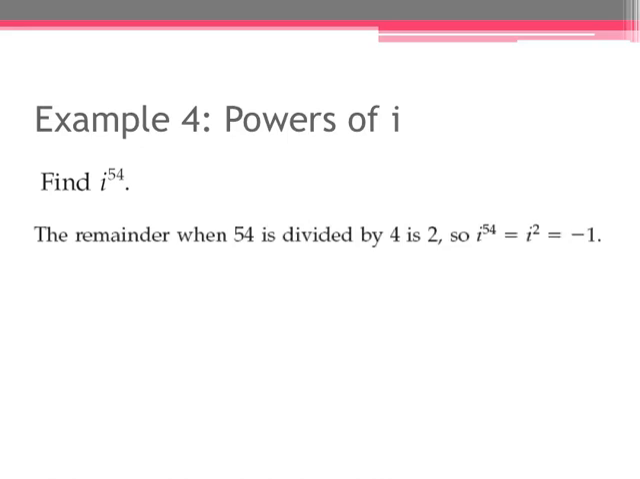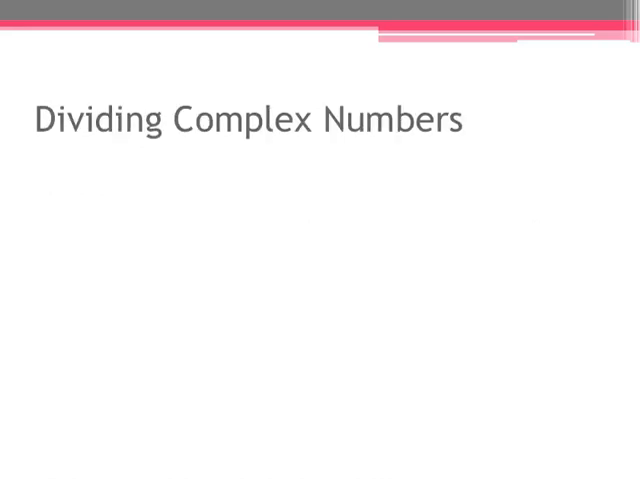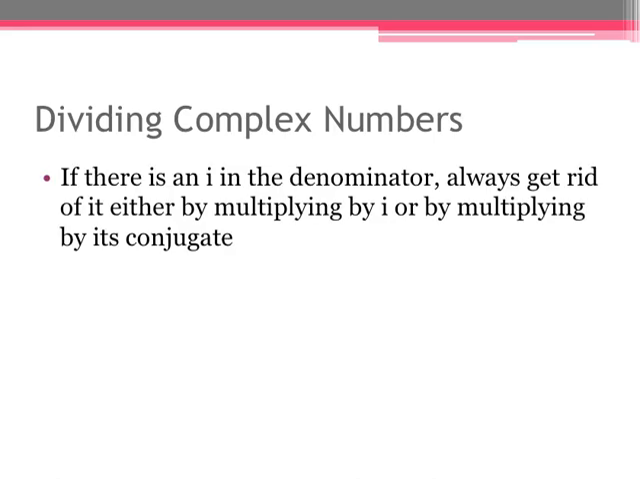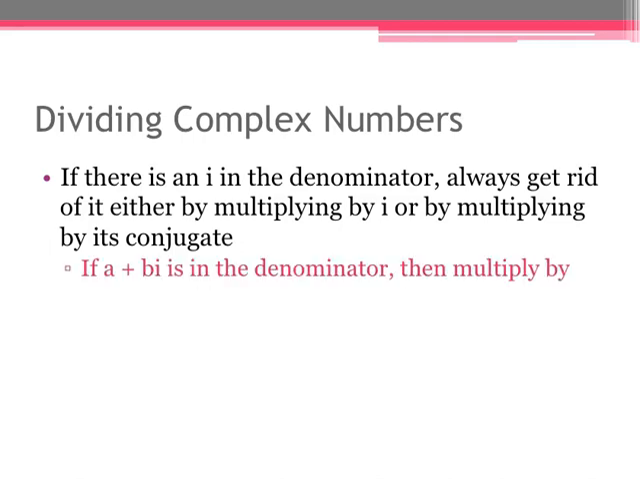All right, so we've talked about adding, subtracting, and multiplying complex numbers. We've talked about different powers of i. Now we're going to talk about dividing complex numbers. So if there is an i in the denominator, you always want to get rid of it, either by multiplying the numerator and the denominator by i, or by multiplying by its conjugate, also in the numerator and the denominator. If, for example, you have a plus bi in the denominator, you would multiply by the conjugate, which would be a minus bi. So you would multiply top and bottom by a minus bi.